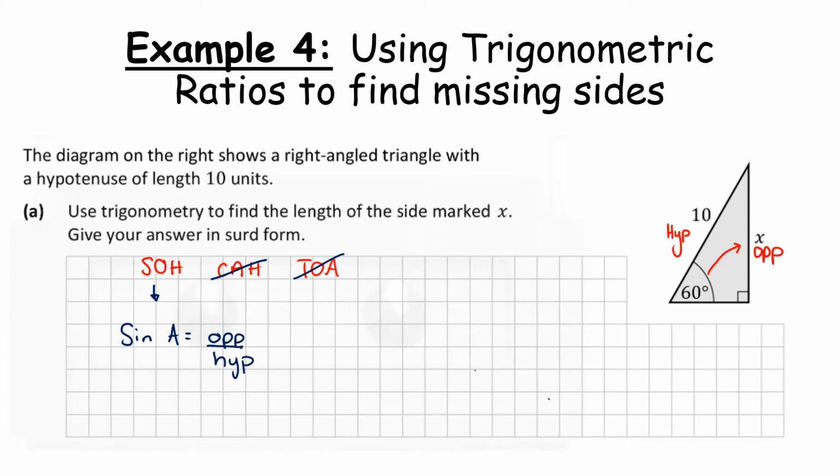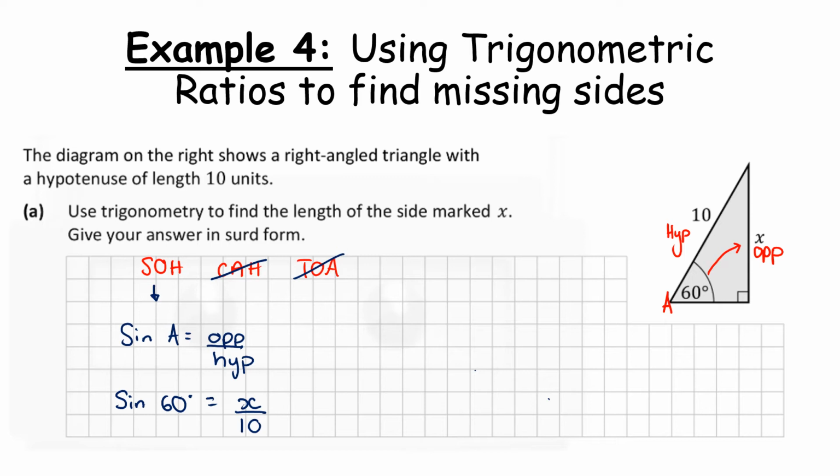Now, the only thing I didn't label on my diagram was my angle, so I'm going to put that in now as A, and I'm going to write down sine of 60 degrees is equal to X over 10. So that's my substitution. At this point, you have two options. You can work out sine of 60 and leave it in surd form, or if you want to wait, we can do that in a second.